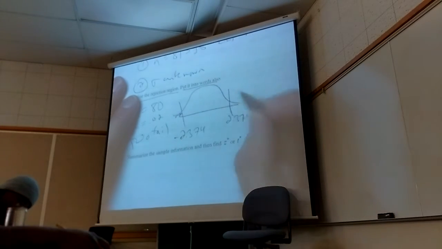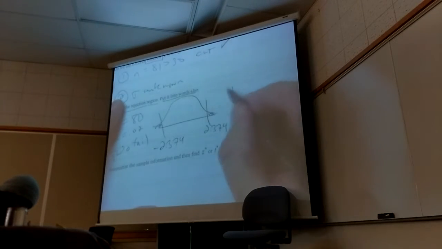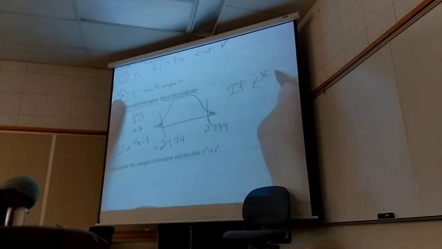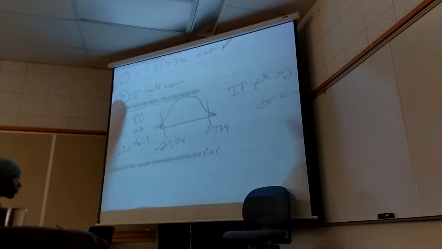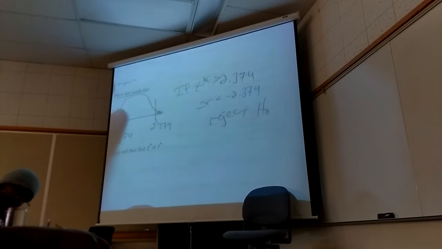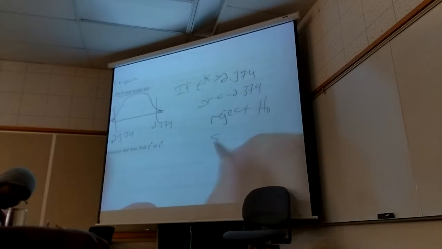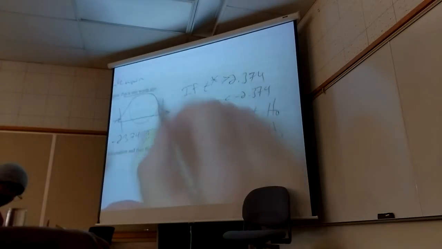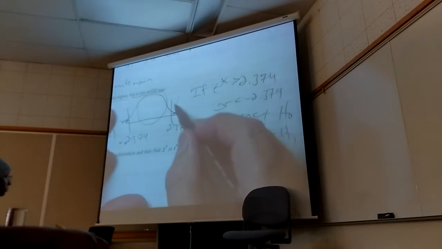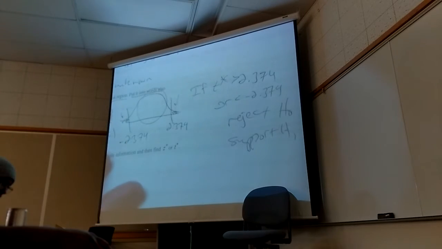Shade out here. So if T star is greater than this or less than the negative of this, then we can reject. We always say the same thing. The rejection region always means the same thing: reject the null, support the H1. Why does that make sense? The null is a dude that thinks it's in here. So if I get out here, it looks like the null's wrong.